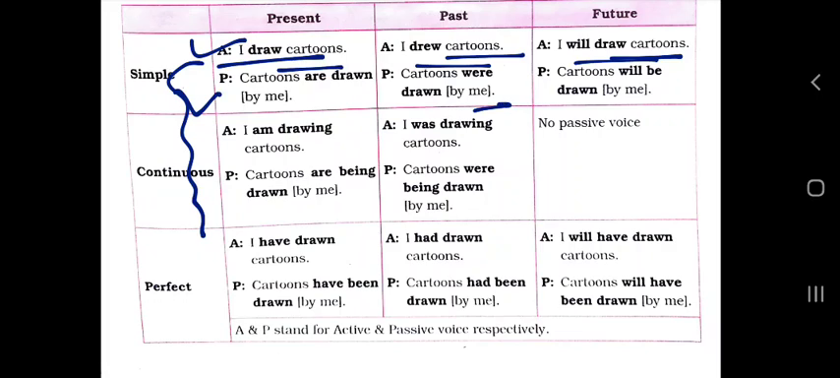Action is more important. I am drawing cartoons. Cartoons are being drawn. Cartoons were being drawn.